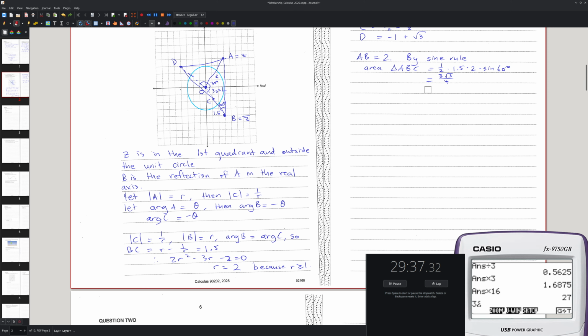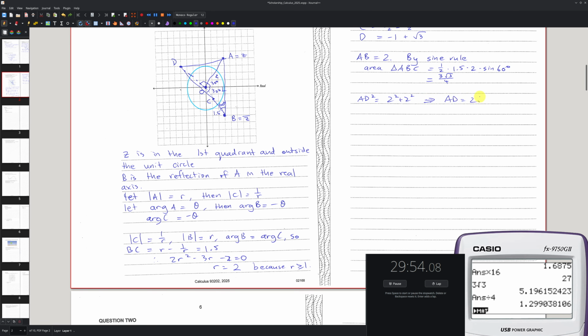Wait, let me just double check. 3 root 3 on 4. Yeah, okay, that's the same. Okay, so AD squared is equal to 2 squared plus 2 squared. So AD is equal to 2 root 2. Do we know this angle DAC?